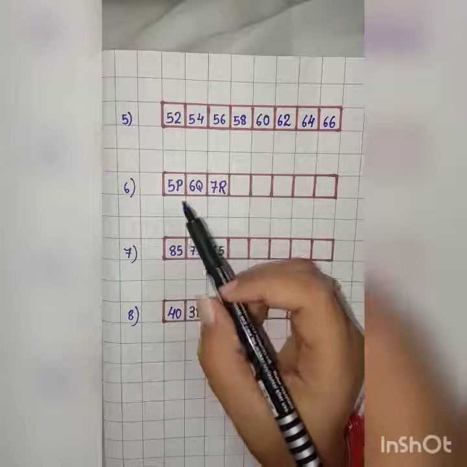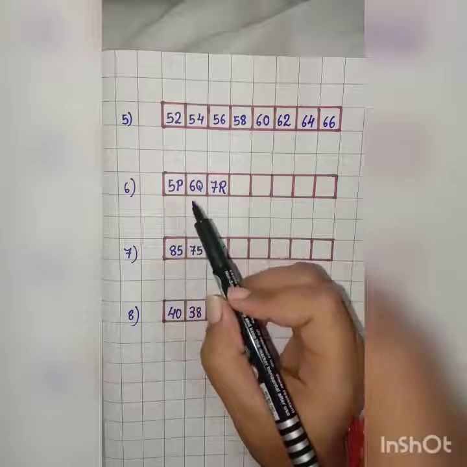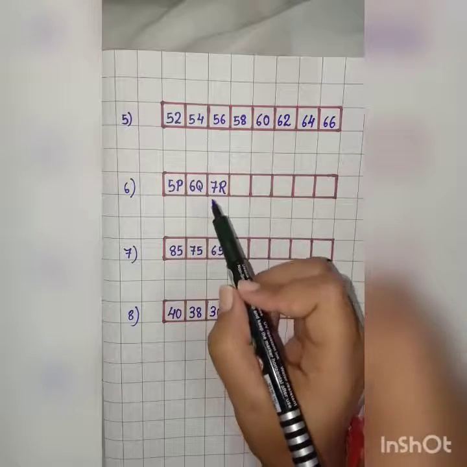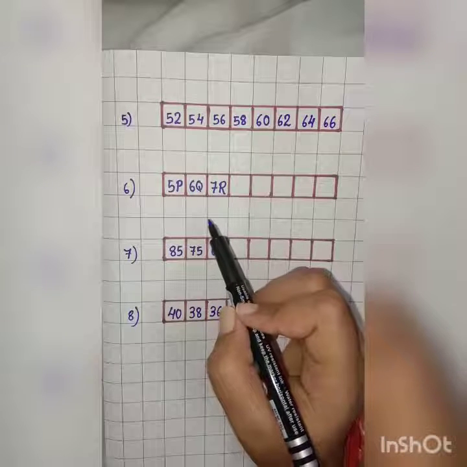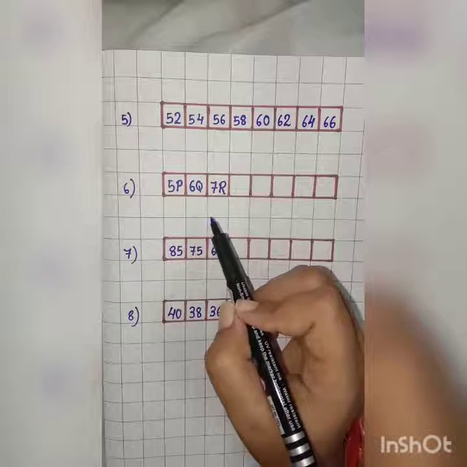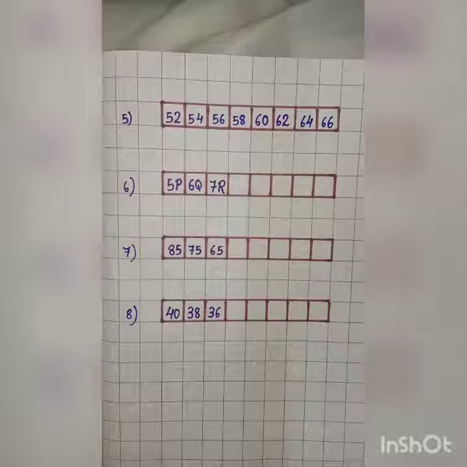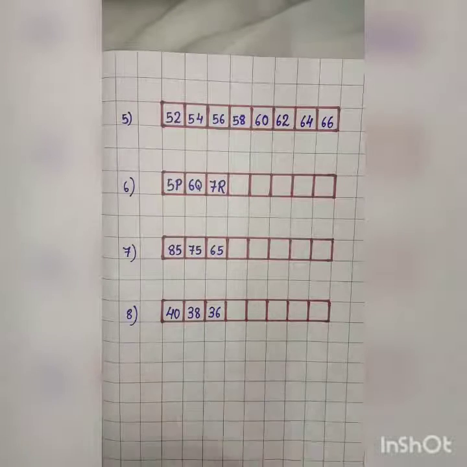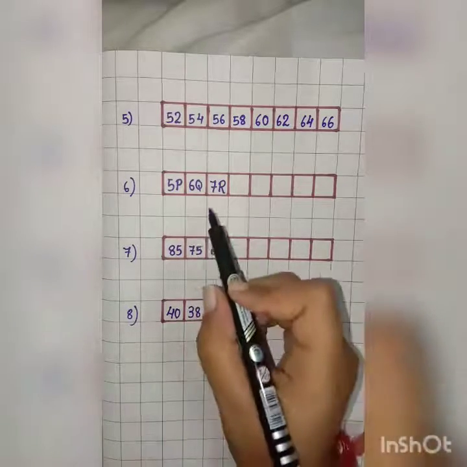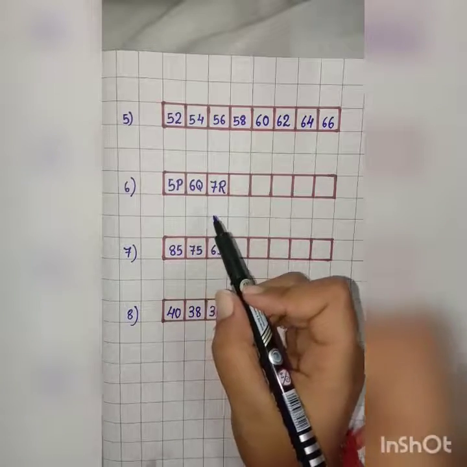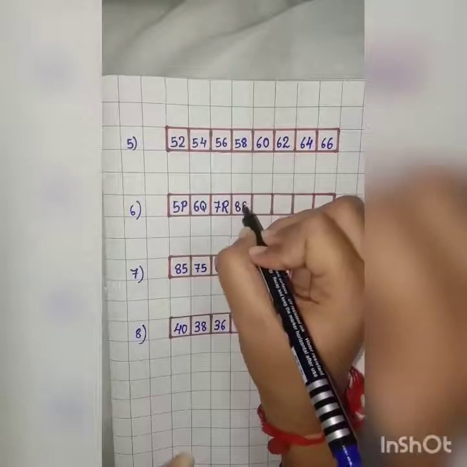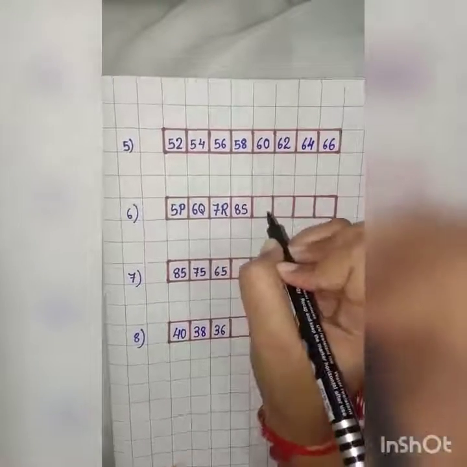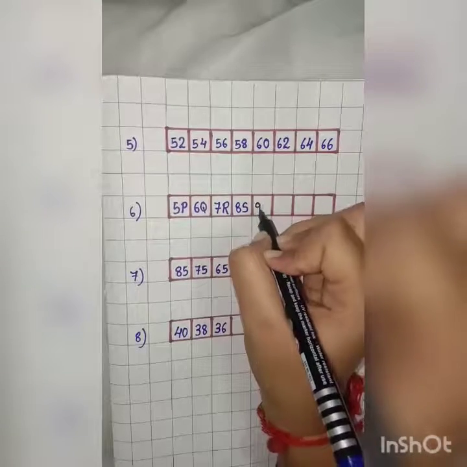Next example, 5P, 6Q, 7R. It is quite easy. We have to write the forward counting with alphabets. So, after 7R, you will get 8S, then 9T.